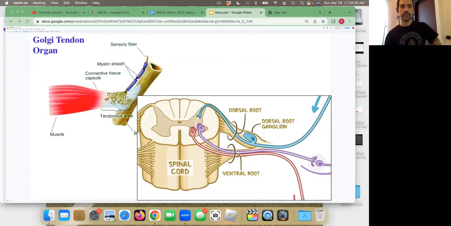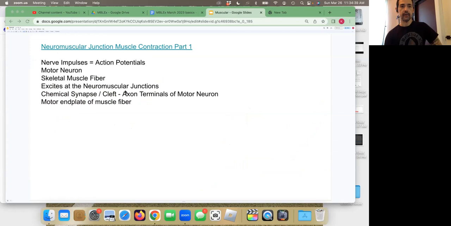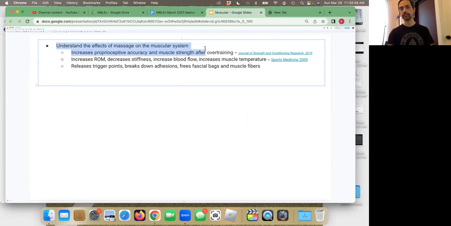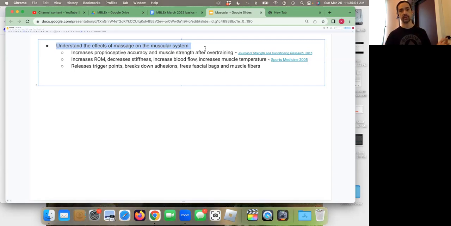Okay, one of the first things that they ask you to learn in the FSMTBE study guide for the MBLEx is to understand the effects of massage on the muscular system. They put that statement at the beginning of almost every body system and almost every section, right? Whether we're talking about a special population or the muscular system, they say understand the effect of massage on the circulation, on the muscular system, etc. This is not so easy to find, right?